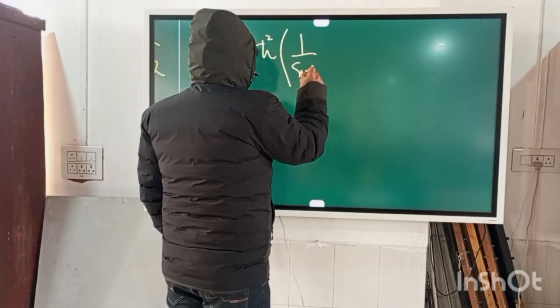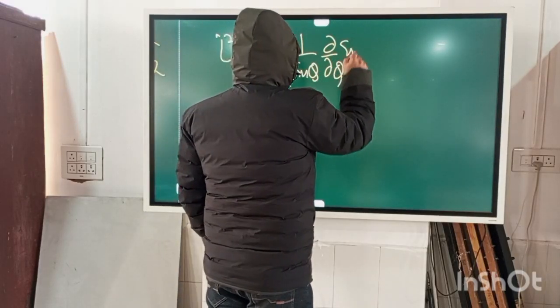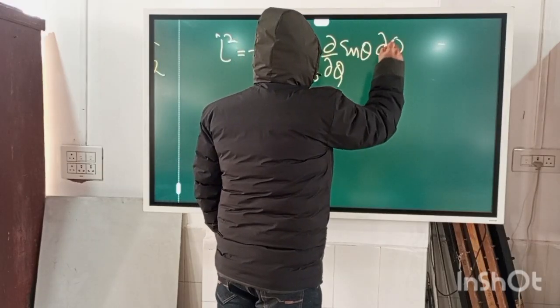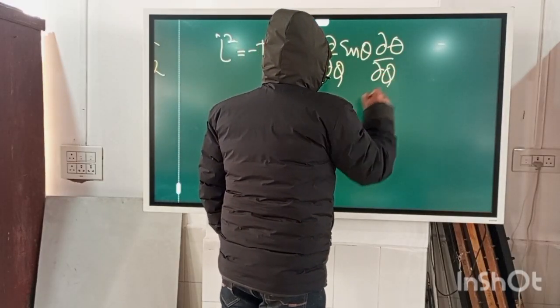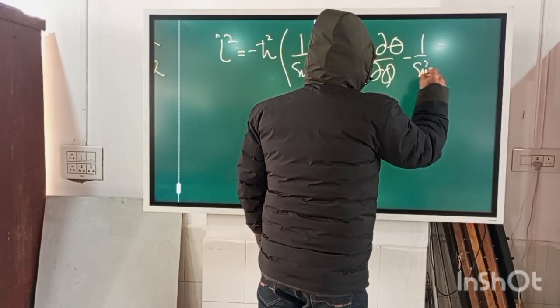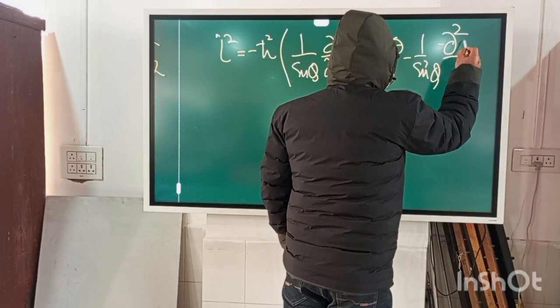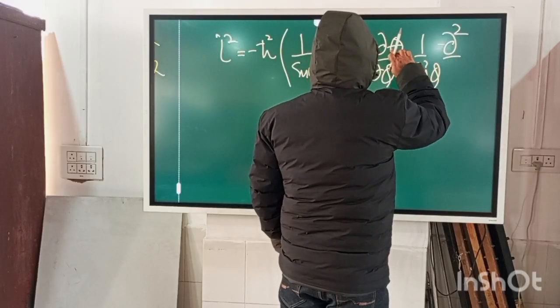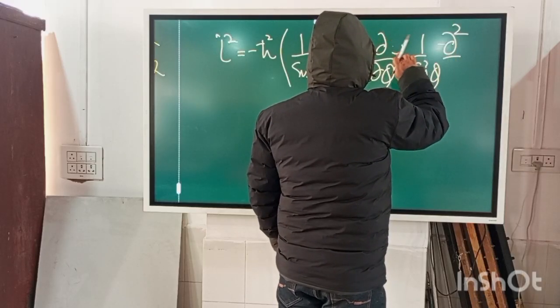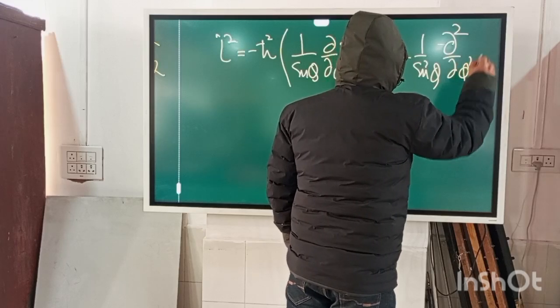1 by sine theta dou by dou theta of sine theta dou by dou theta minus 1 by sine square theta dou square by dou phi square. I should not keep theta here, okay, dou square by dou phi square.